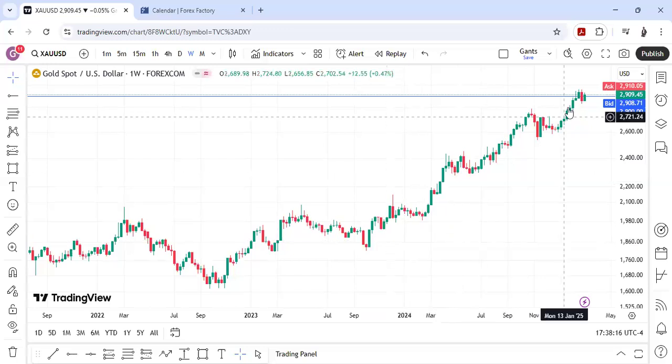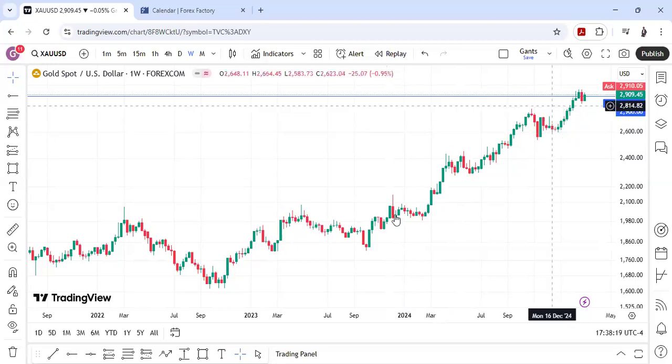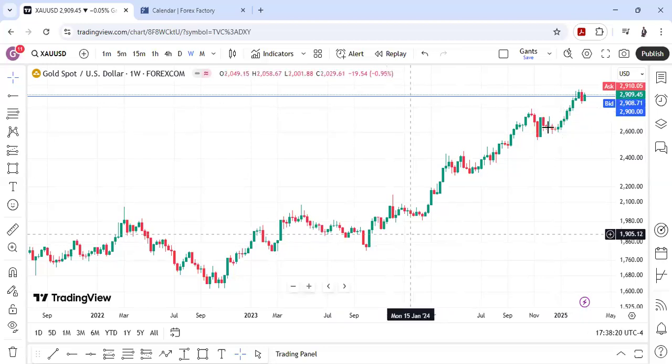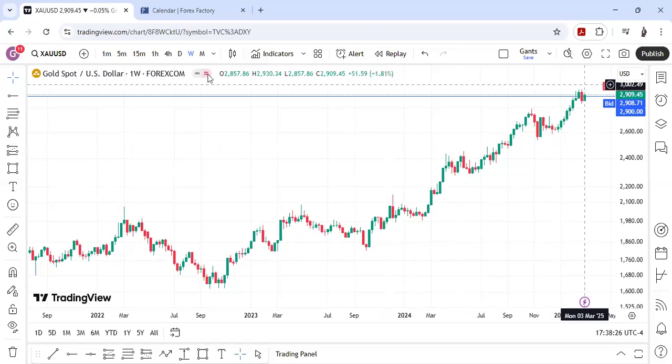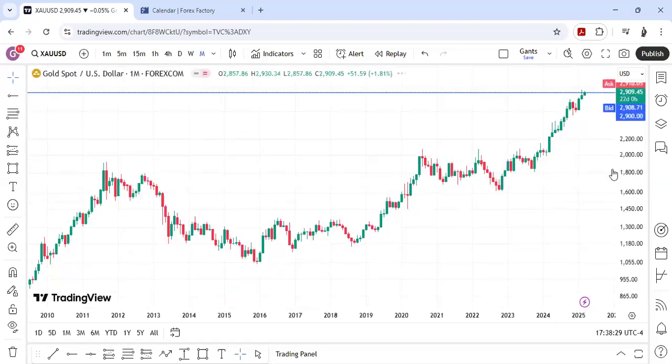So you can see that we have a lot of sell side liquidities resting below, all these internal range liquidities here. And the moment that the dollar starts to rally, it's going to give ample time for gold to do some form of correction. Okay, that is what I am looking at.